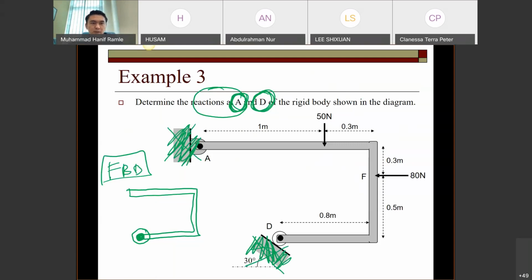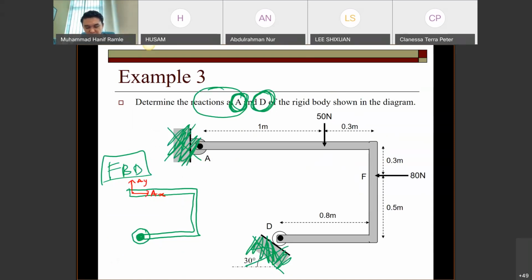For example, we are taking A first. How many reactions are there at A? Two. Which direction? Can you state to me? X and Y. Yes, correct. So we have AY and also AX.